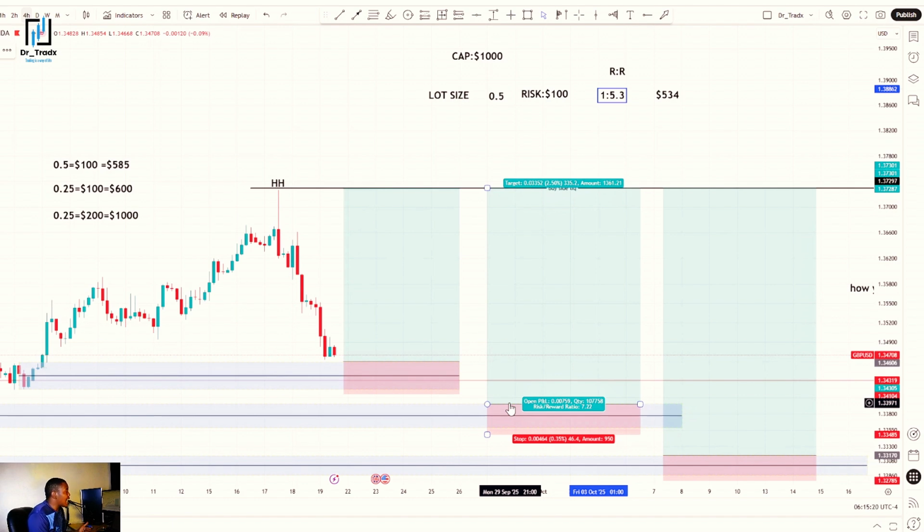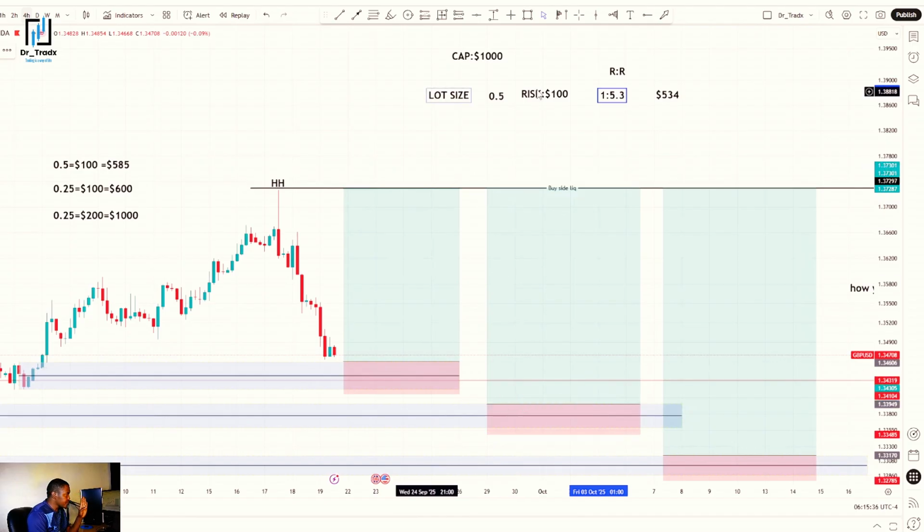What do I do? I reduce. I don't risk. I reduce my lot size again. If this distance from here to here, with a lot size of 1, I'm going to lose 400. So I reduce my lot size to around 0.25. Are we together?